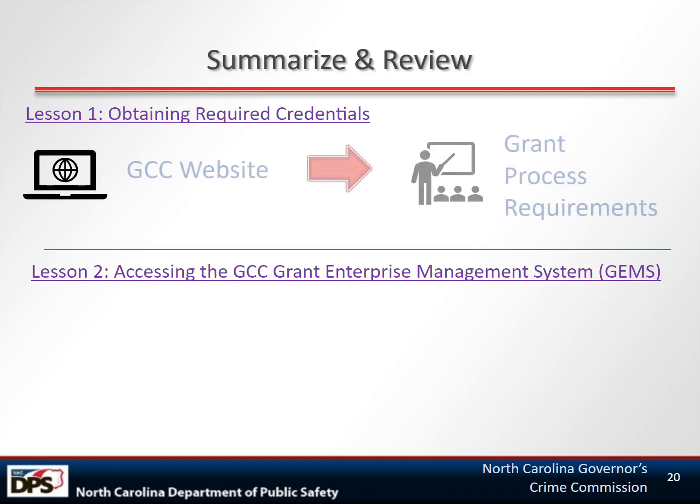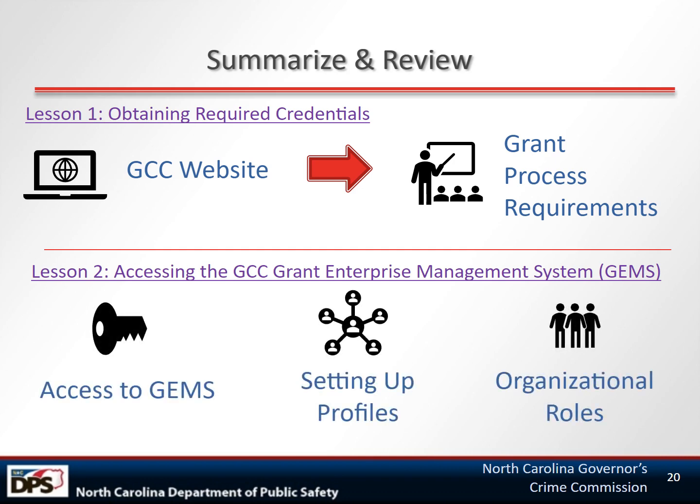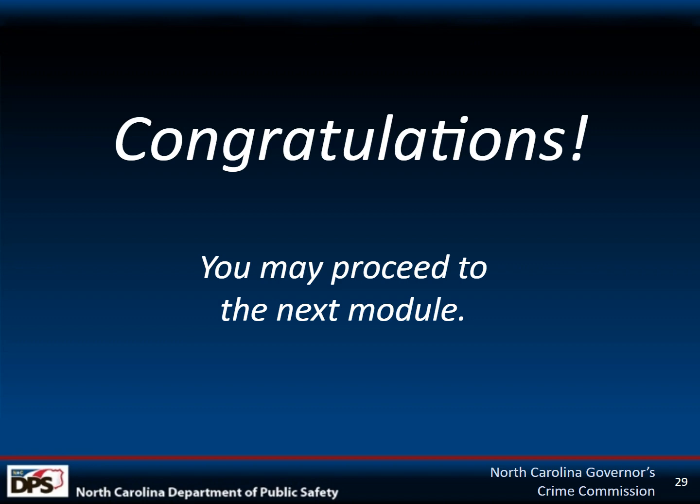In Lesson 1, you learned to use the GCC website to access important information about the grant process and the credentials required for all applicants interested in applying for a state and federal grant. Applicants without these credentials will be unable to apply. In Lesson 2, you learned to access the Grant Enterprise Management System where applications are completed and submitted, to set up your username and organizational profile, and lastly, how to manage roles for your organization. If you need assistance, contact information is available on the GCC website, as shown in the previous slide. Congratulations! You may proceed to the next module.